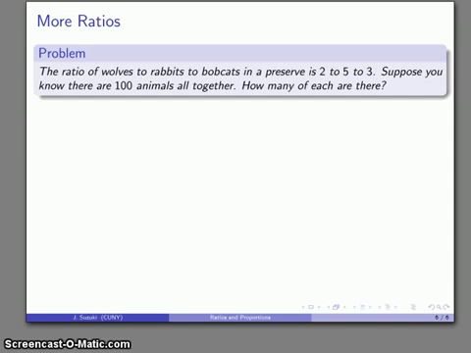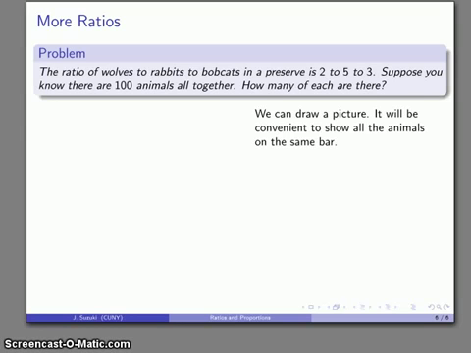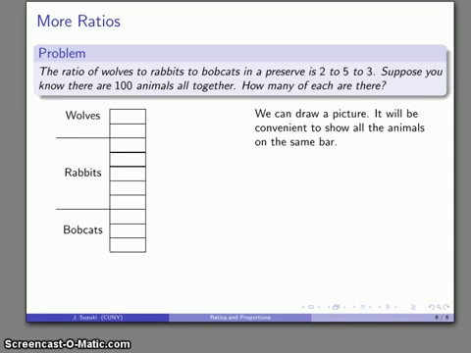Well, we could have ratios involving more terms. The ratio of wolves to rabbits to bobcats in a wildlife preserve is 2 to 5 to 3. And suppose I know there's 100 animals altogether. How many are there of each? Let's draw a picture. It's going to be convenient to show all the animals on the same bar. So here I might have my wolves, there's my 2. Here's my rabbits, there's my 5, and my bobcats, there's my 3. So now I have my ratio wolves to rabbits to bobcats, 2 to 5 to 3.